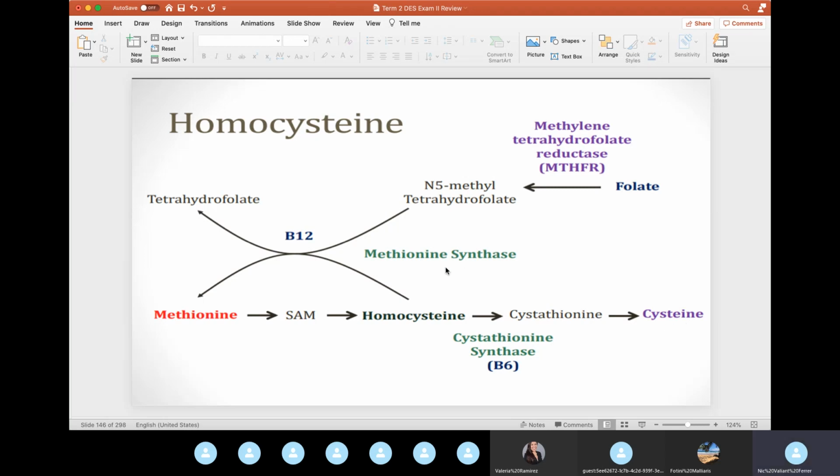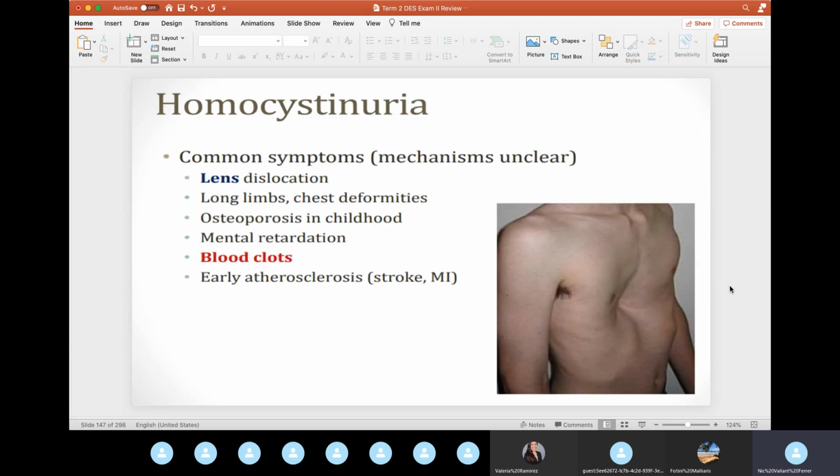All right, so the point here is this. Homocysteine can be converted back to methionine. You need B12 for that one. Or it can be converted to cystathionine to eventually be converted to cysteine. So you have cystathionine synthase via B6. Why is this important? Because there's a disease called homocystinuria.